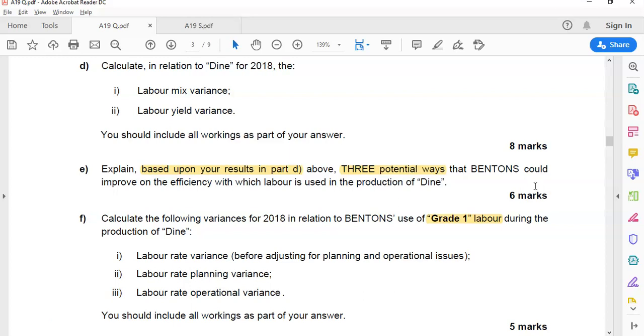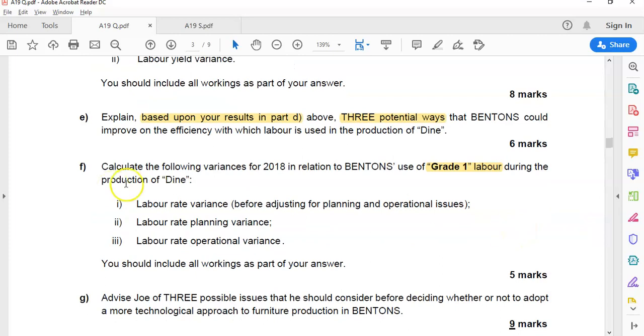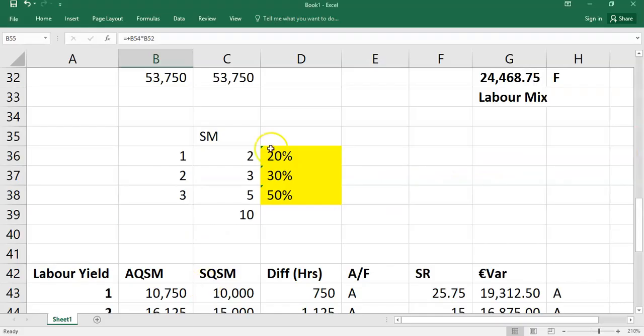Nothing more than that. So we go on then to the second calculative element in this, which is asking you for the variances related to grade 1 labour. They want the rate variance, the planning rate variance, and the operating rate variance. So this is quite a niche one. Sometimes they'll ask you to do labour rate and efficiency, and we'll do both just for the sake of it, but they just ask you for rate here. So essentially they're asking for half the work. We have the rate and efficiency variance done for grade 1 already. We're kind of ahead of ourselves.